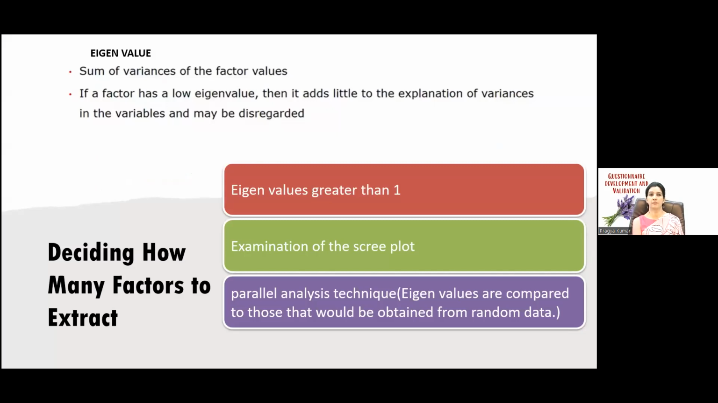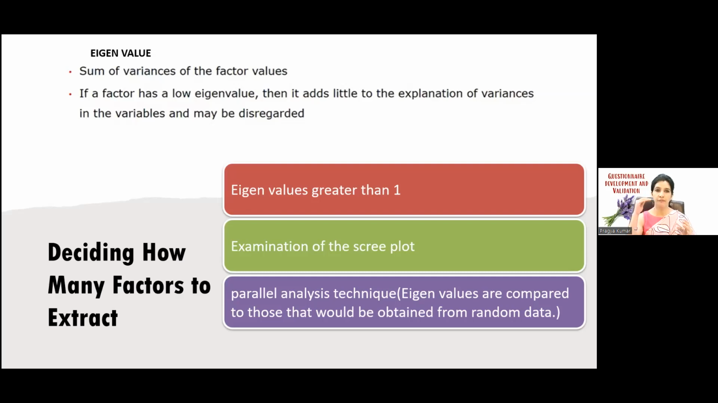Now, there is something known as the eigenvalue. This term you will see in Jamovi. The eigenvalue is the sum of variance. Now don't go into too much of the statistical definition of all these. The eigenvalue is the sum of variances of the factor's value. So if a factor has a low eigenvalue, then it adds very little to the explanation of variance in the variable and it may be disregarded. And that we will see.